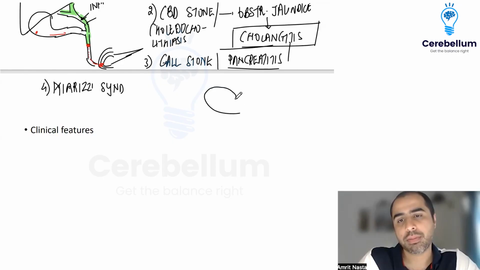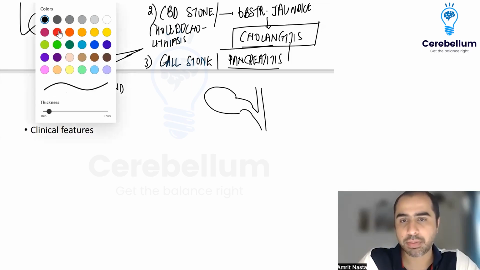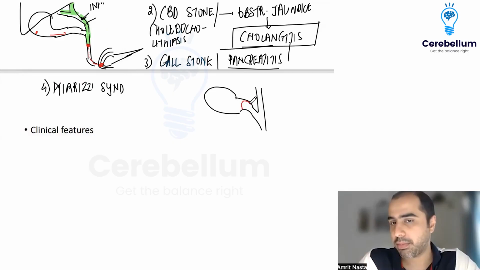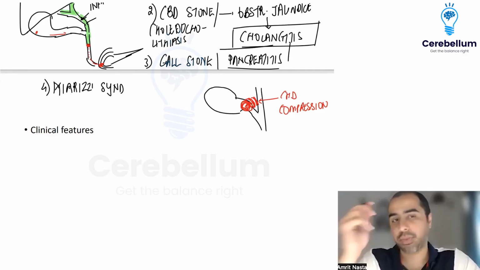The gallstone directly pushes on the common bile duct like this. So let's say there is a very big stone. It is not passing anywhere. Big stone over here. This stone will cause inflammation and it will press the common hepatic duct. So it will cause a common hepatic duct compression. This is called Mirizzi syndrome.